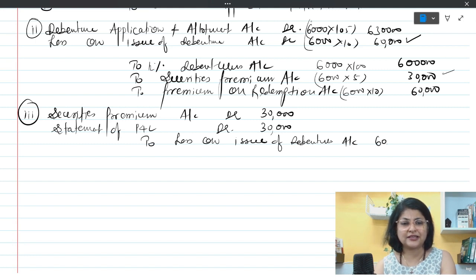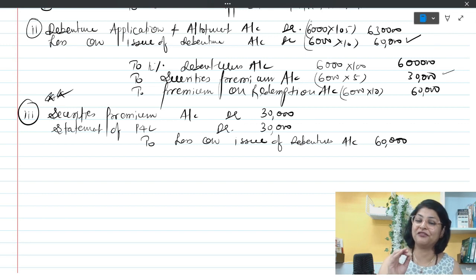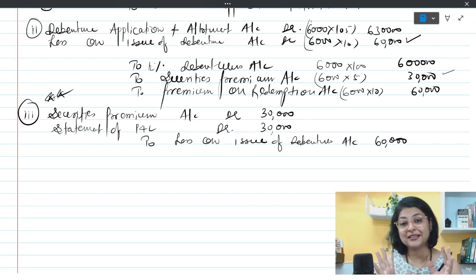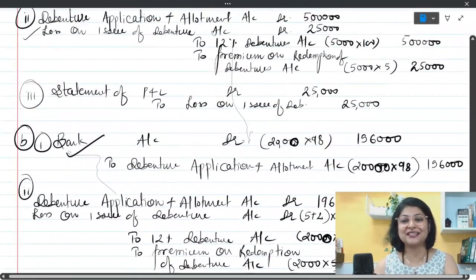Which is 60,000. So this entry is a star marker entry. This you have to remember quite properly. I am teaching very slow for the same purpose, so that you can understand properly and you have to write with me. Okay, now let us move to the last part of the question. What is the last part of the question?